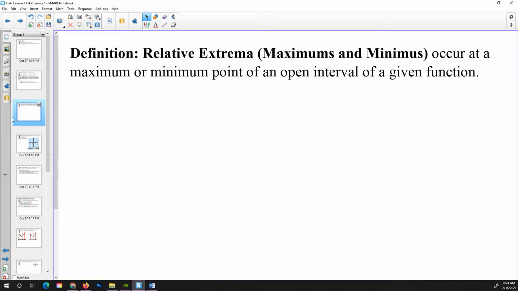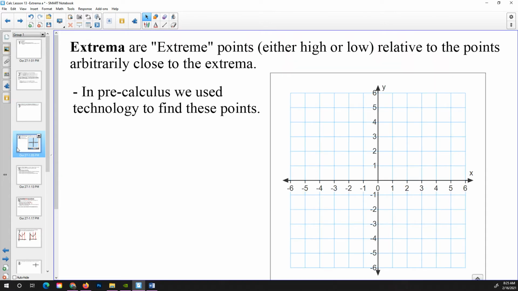Another definition: relative extrema, maximums and minimums, occur at a maximum or a minimum point of an open interval of a given function. Extrema are extreme points, either high or low, relative to the points arbitrarily close to the extrema. And in pre-calculus, we use technology to find these points. So let's take a look at a quick Desmos demonstration here.